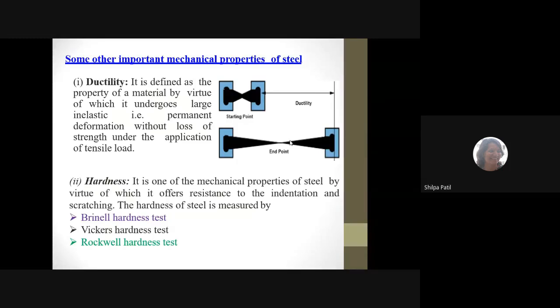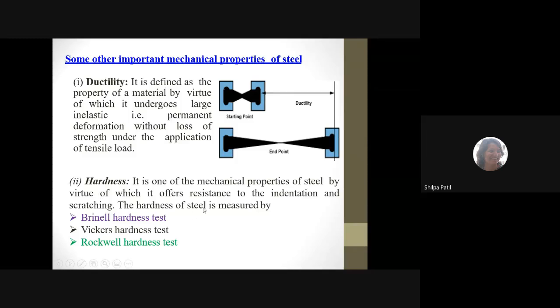In other terms, because of this property only, we can use steel as a construction material. And that's why the cost of this material is also very high, because it has this property, ductility. Because of this, we can erect very strong structures which can give indications or warning before complete collapse. That is the major property of steel, ductility.